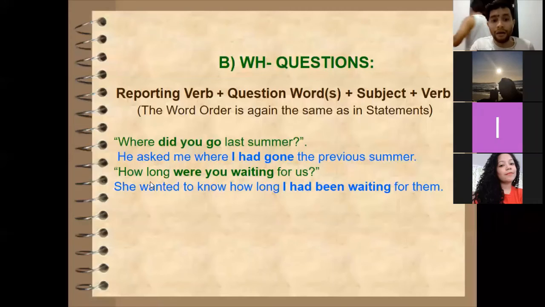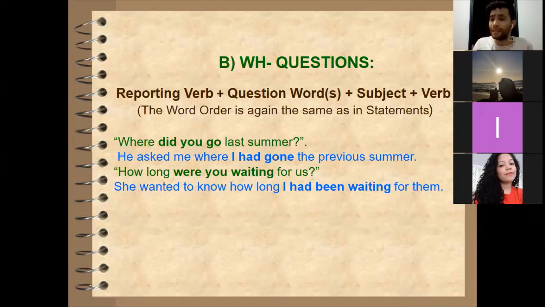Here, how long were you waiting for us? She wanted to know because it's a question. She wanted to know. Now, to know what? You are going to give information, as this is a WH question. What is the WH question word? How long? So she wanted to know how long I had been waiting for them, right? So this is the way we use it for the WH question words.